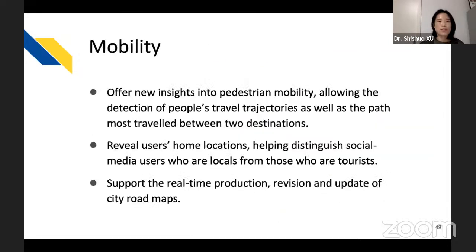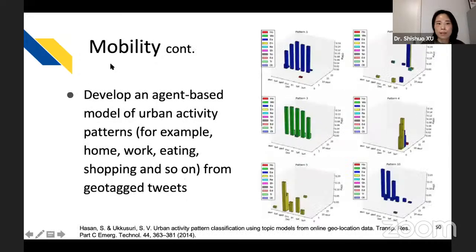The fourth research domain is about urban mobility. Urban mobility is about how people move, and they present different patterns in urban or rural areas. Here is a research that focuses on developing an agent-based model of urban activity patterns, such as home pattern, work pattern, eating or shopping. This research also uses Twitter data.